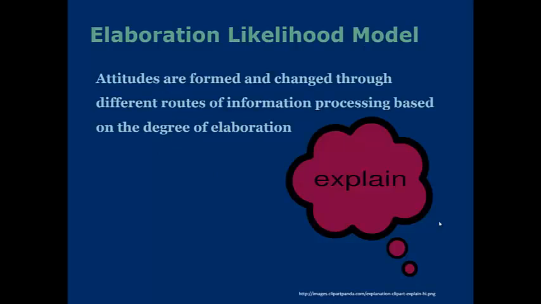The elaboration likelihood model. Basically, it states that attitudes are formed and changed through different routes of information processing, and it's based on the degree of elaboration. So, if I were to just give you a Cliff Notes summary of a group of people, your attitude will probably vary if I were to give you something more detailed. So let's say if I were to give you a detailed explanation of how people in Nevada were, you might be more likely to think of them in a more complex way than if I just said it's a place where casinos are.